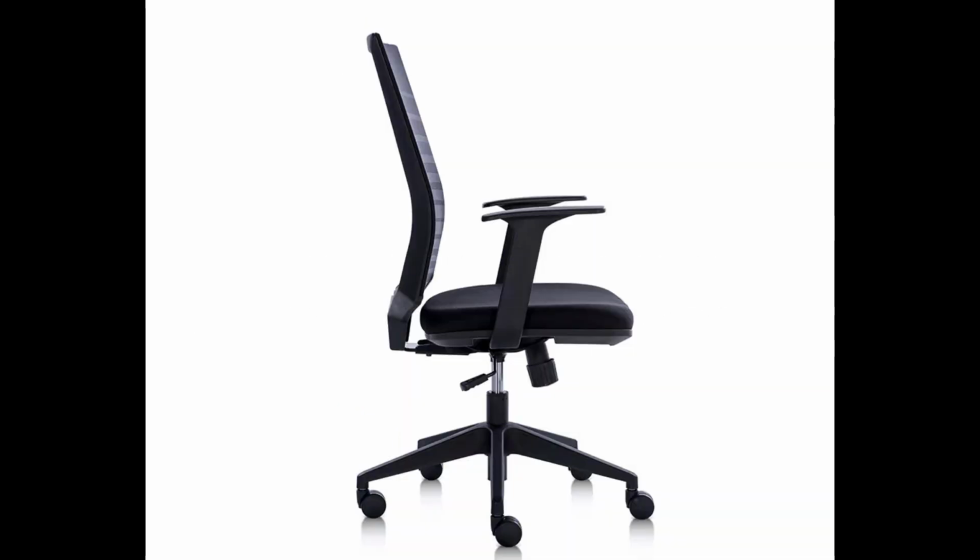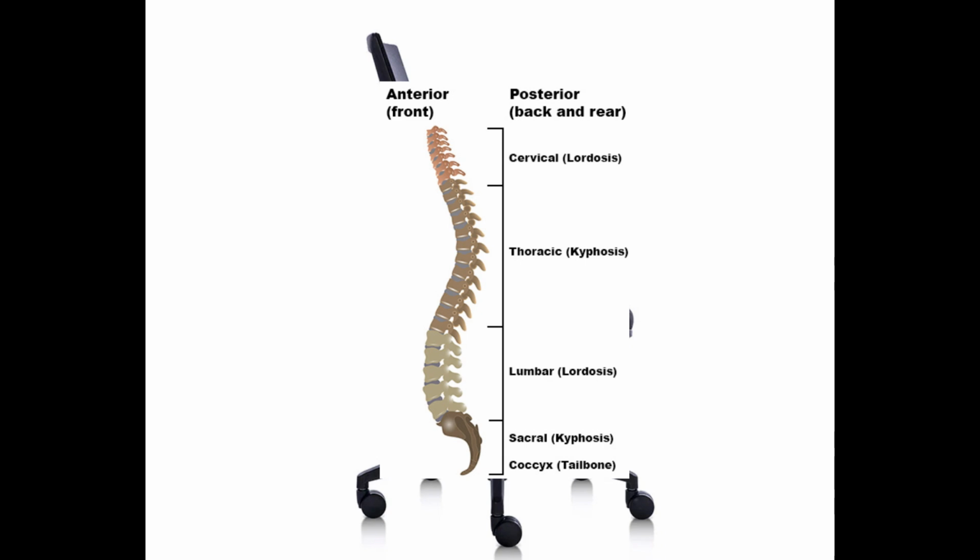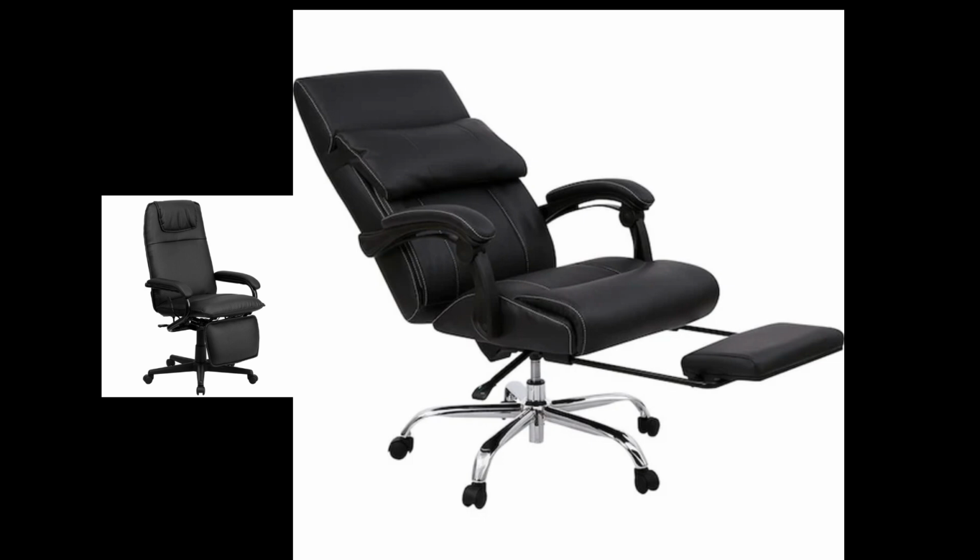Backrest angle. The human spine has a natural S-curve, so backrests are designed to follow this shape. A typical office chair has a 100 to 110 degree recline, which reduces spinal pressure.